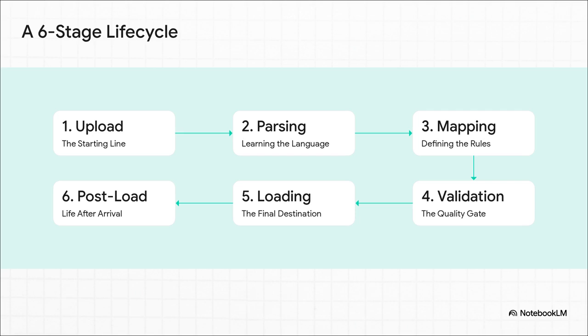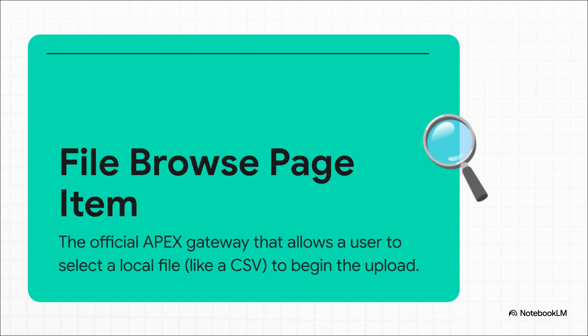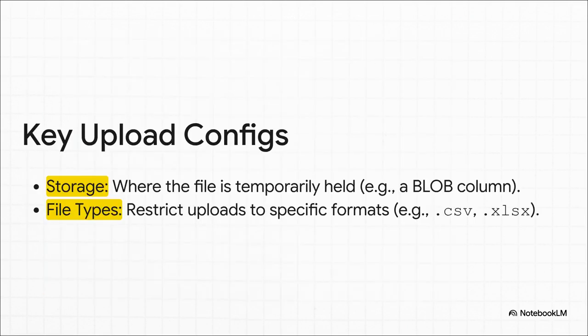Let's kick things off. Every big adventure has to start somewhere. And for our data, that's stage 1, the starting line. It all begins with something we've all done a million times. A user just clicks a button to upload a file. Simple as that. Now, in the Apex world, that starting point has a name. It's the File Browse page item. You can think of this as the official port of entry for our data. It's the gateway that lets a user pick a file from their computer and send it on its way into our app.